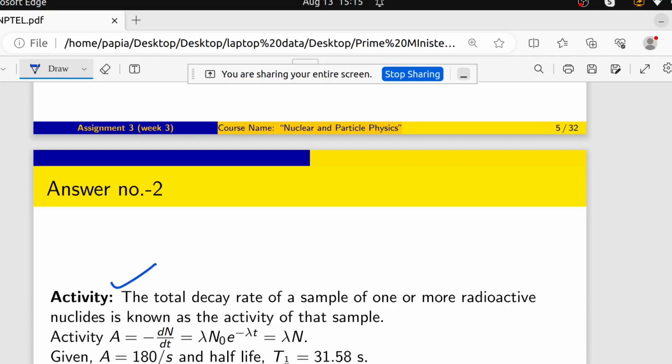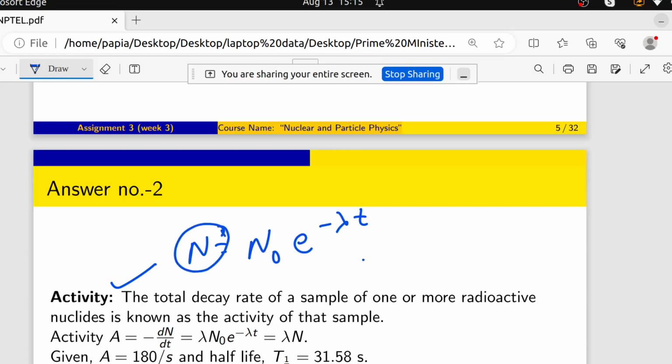The activity is the total decay rate of a sample of one or more radioactive nuclides. So the activity can be written as minus dN/dt. For the radioactive chapter, we have a very simple expression: N equals N0 e to the power minus lambda t. So what are these things?